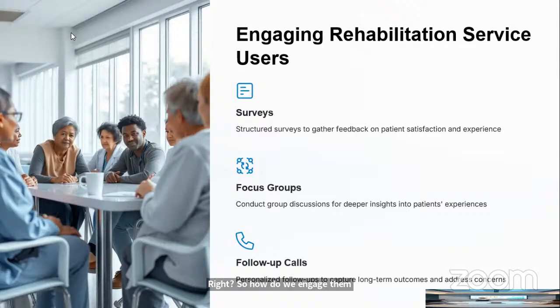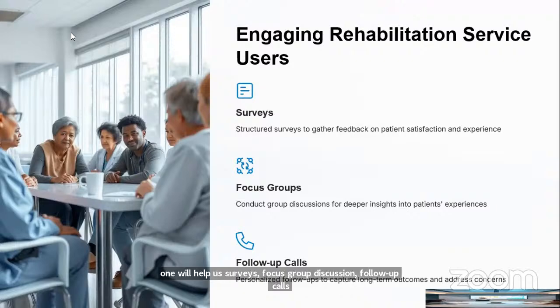We engage them using surveys, focus group discussions, and follow-up calls. All of these will help us in receiving or getting feedback from the patients, right?